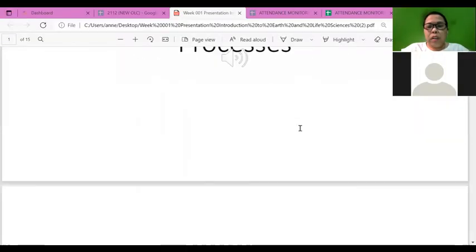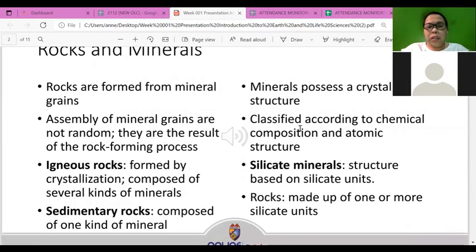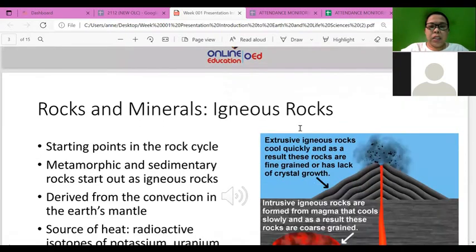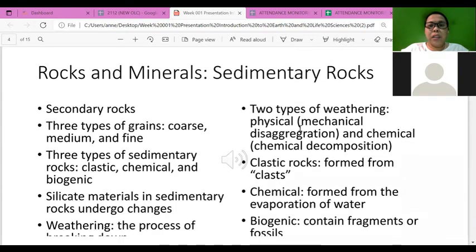We discussed rocks and minerals. Rocks are formed from grains, and we have three kinds of rocks: the igneous, the sedimentary, and the metamorphic rock. The igneous rock has two kinds, the extrusive and intrusive igneous rock. The second is the sedimentary rock, which has three types of grains: coarse, medium, and fine.